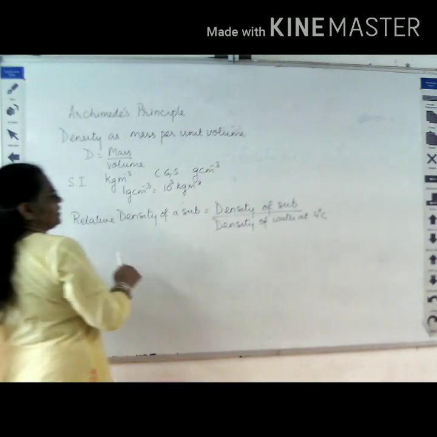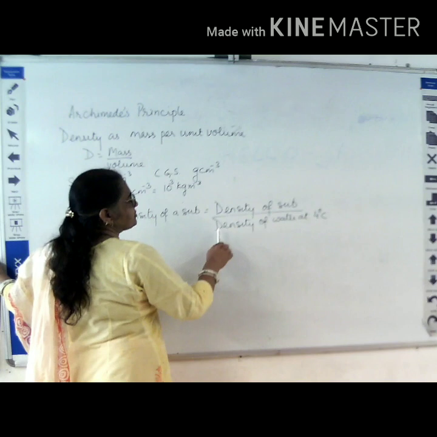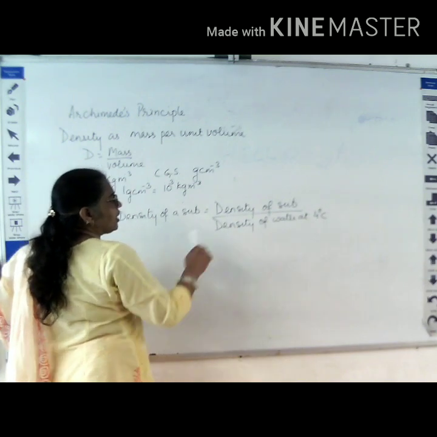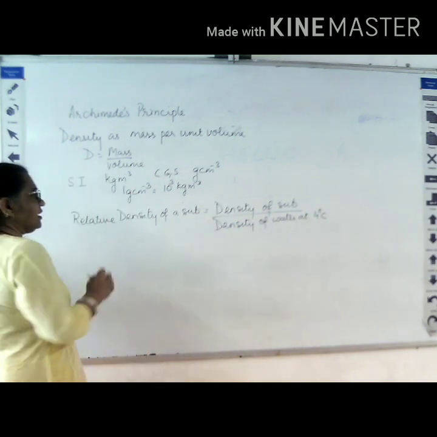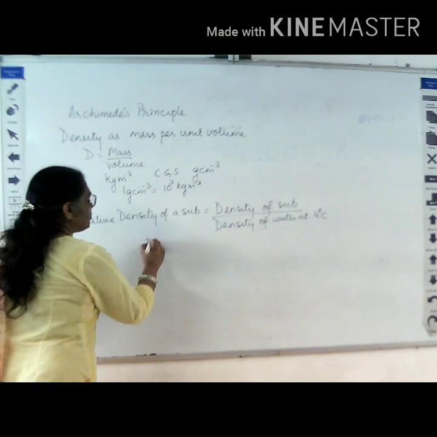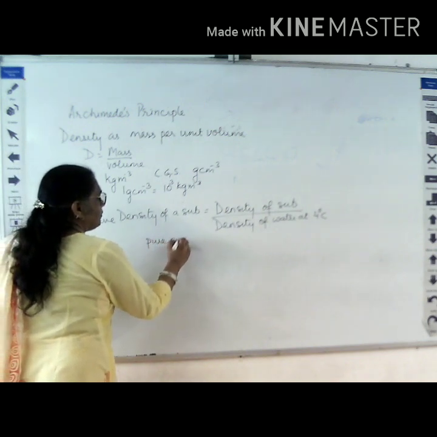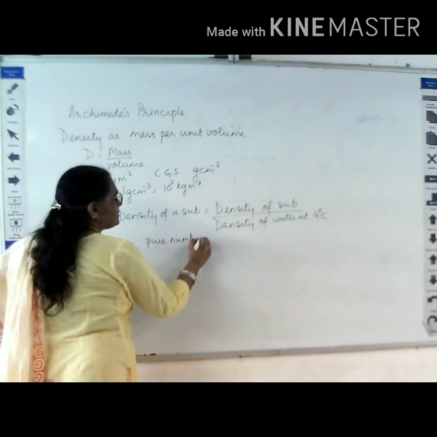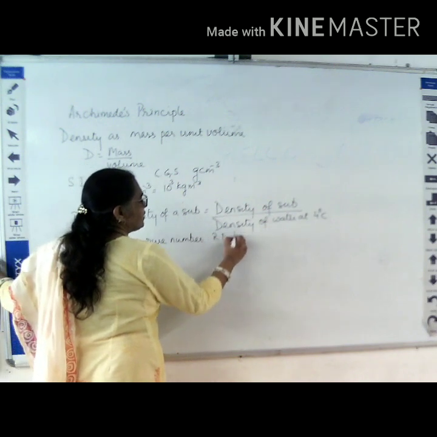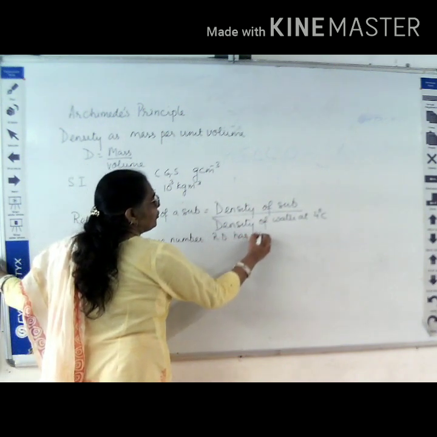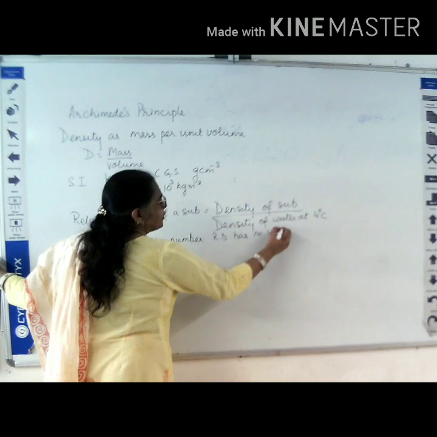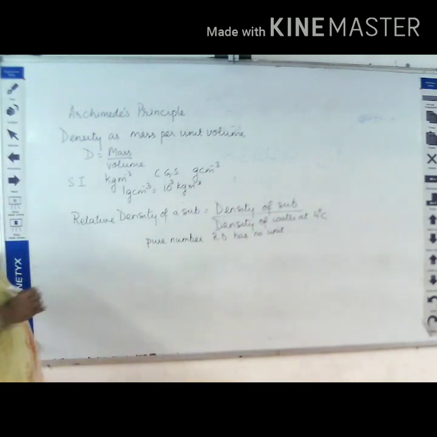Now, if you see that it is density of the substance upon density of water, so the units will cancel and this happens to be a pure number, or I will say relative density has no unit. And we can just check out.